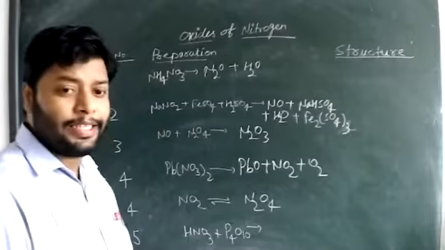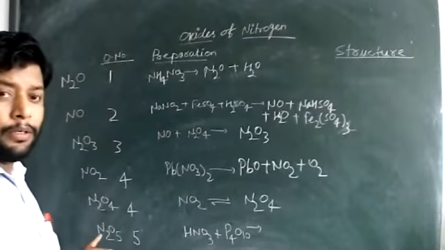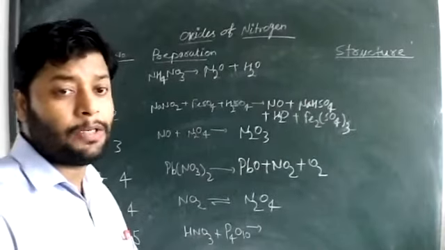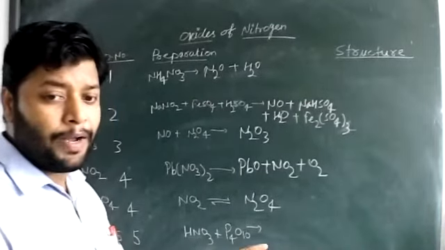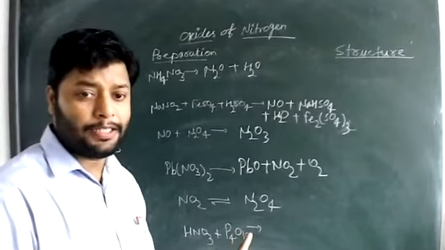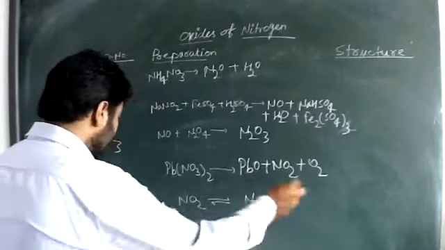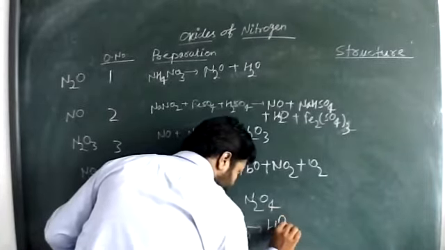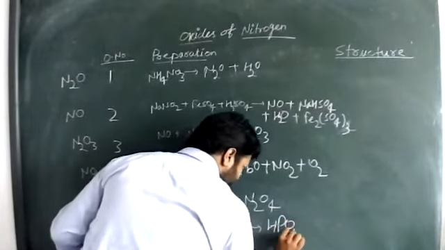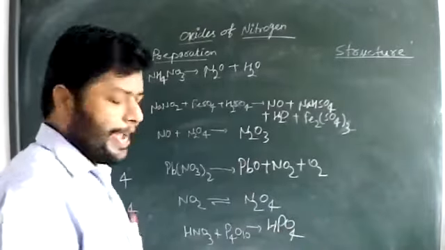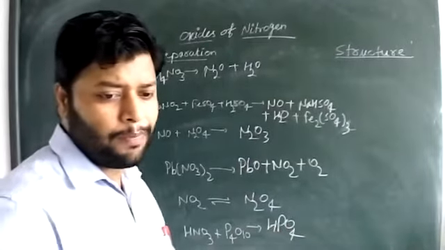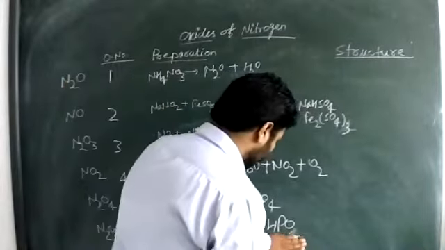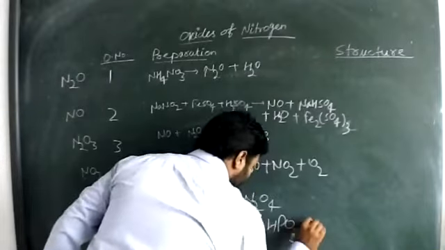The last section is about how to produce dinitrogen pentoxide, commonly known as nitrogen pentoxide, with the help of phosphorus pentoxide and nitric acid, and there will be a reaction. HPO4, I think, or HPO3? Anyone? What will be produced, HPO3 or HPO4? HPO3.